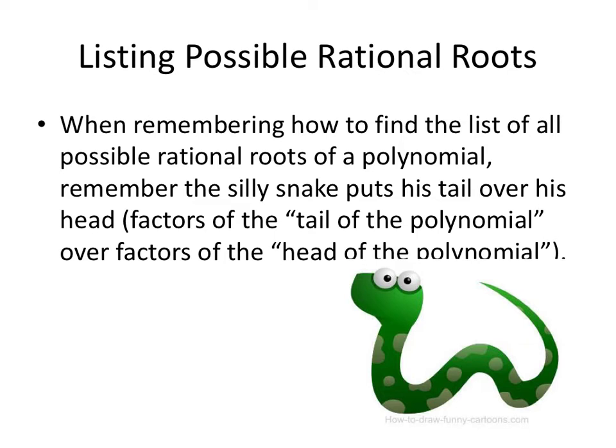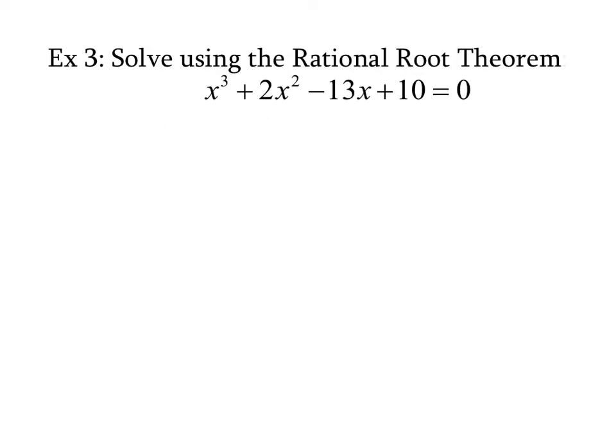So in other words, if I have 2x squared plus 4x plus 3, to write p over q in finding the possible roots, I'm going to take the tail over the head. Then I find all the possible roots.